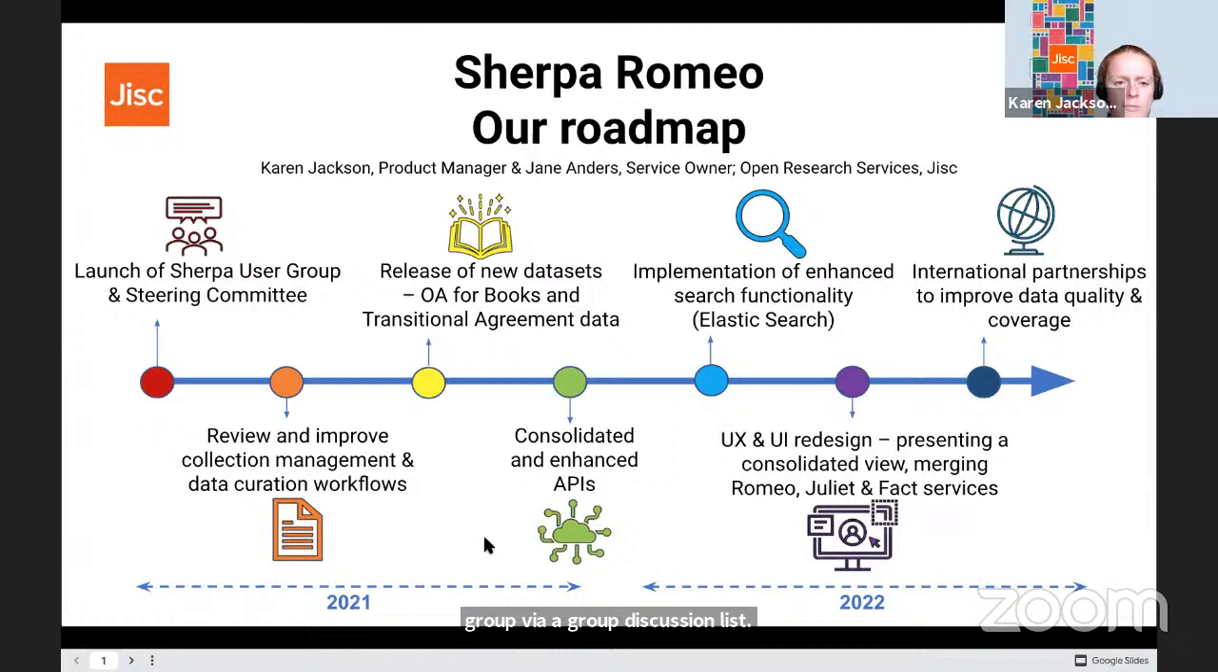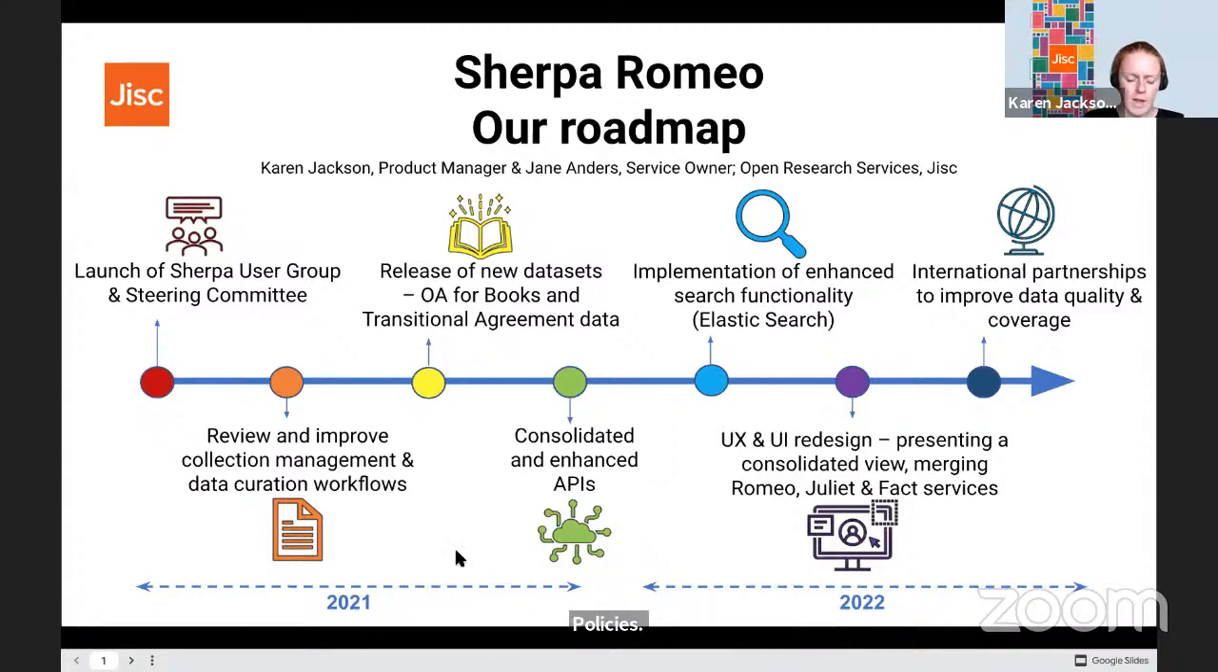We also have plans for some new data sets to be added to the Sherpa Romeo database, including data on transitional or transformative agreements that have been negotiated by Jisc within the UK. And also data sets around open access books and monograph policies.